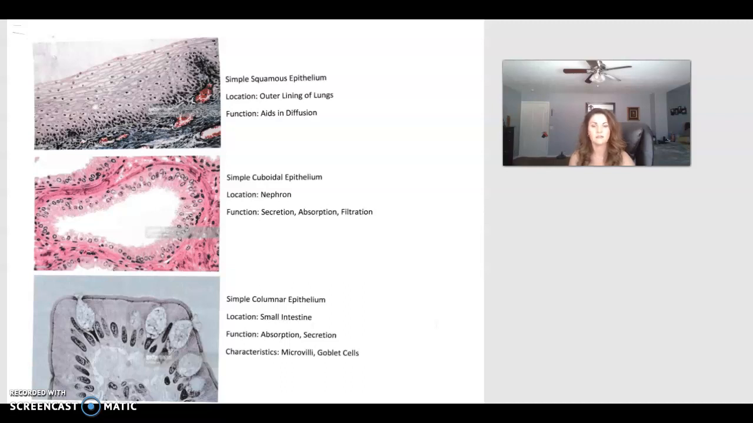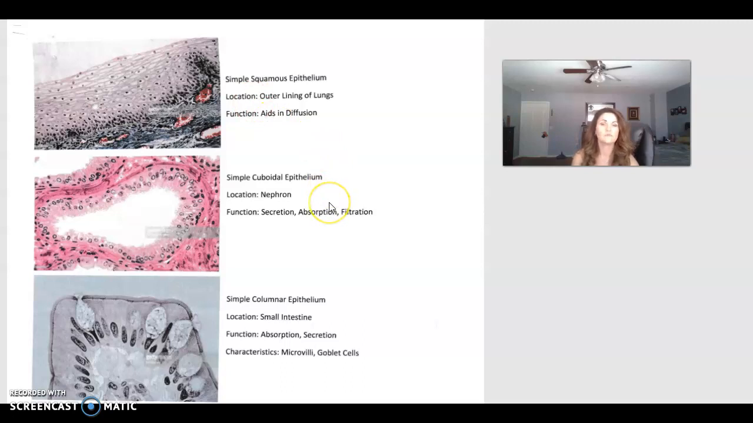I created a study guide, and we're going to go over the epithelial, connective, muscle, and nervous tissues for this assignment. So I want to go ahead and start with the simple squamous epithelium, which is located in the outer lining of the lungs. Here it is a flattened, scale-like tissue, and it aids in diffusion. You can see the nuclei in between each box here.